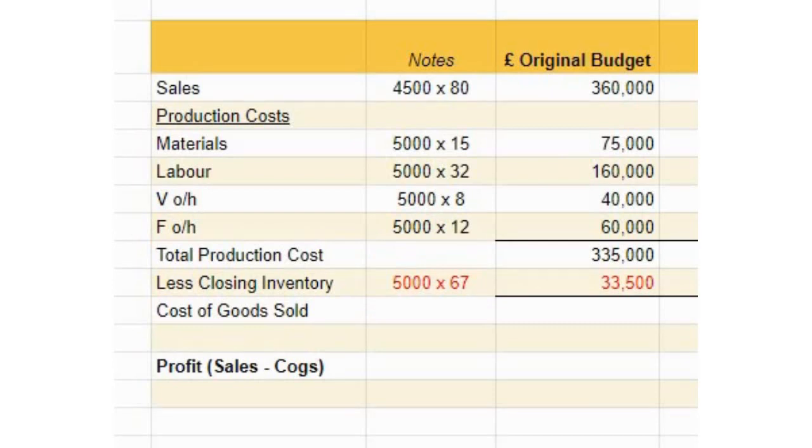£33,500, and this allows us to find the figure for cost of goods sold, which is total production cost minus closing inventory, and that figure comes to £301,500. Based on these figures we will see a budgeted profit of £360,000 minus the cost of goods sold £301,500, giving us a budgeted profit of £58,500. So if everything went to plan, the budgeted profit would be £58,500.